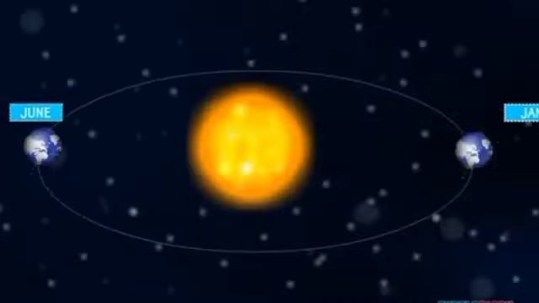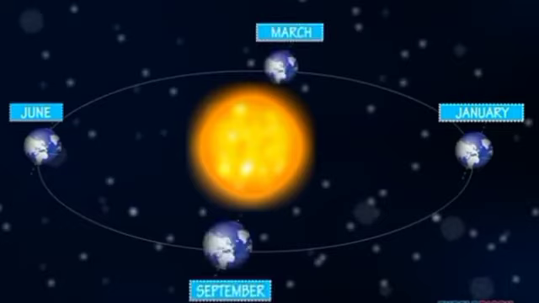The poles are now in opposite positions to where they were in January, with the North Pole having 6 months of day and the South Pole 6 months of night. In March and September, the sun is facing right at the middle of the Earth. The rays of the sun hit the northern and southern hemispheres equally.